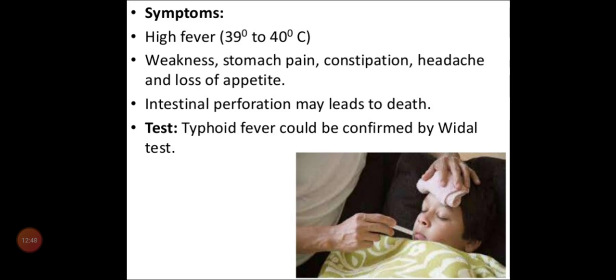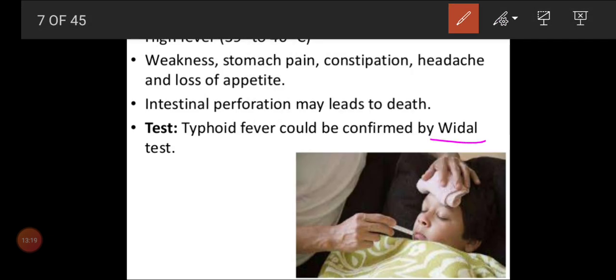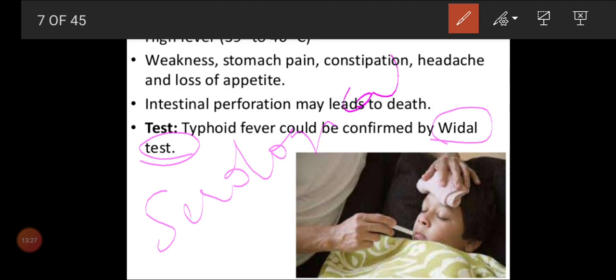And intestinal perforation may lead to death. Sometimes because of an increased level of Salmonella typhi, we can see small pores in the intestine, which we can call intestinal perforation. Small pores in the intestine may even lead to death. And how can we diagnose that you have typhoid fever, or that Salmonella typhi is present in your blood? We go with the confirmation of the Widal test. This Widal test is a test of serological studies, and we can take blood serum.